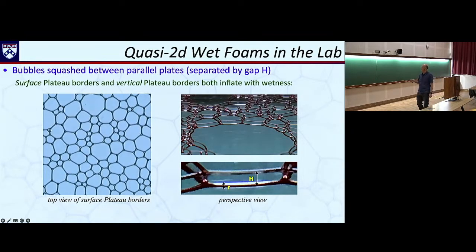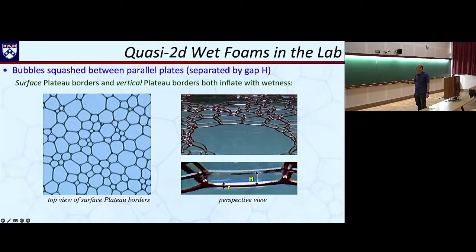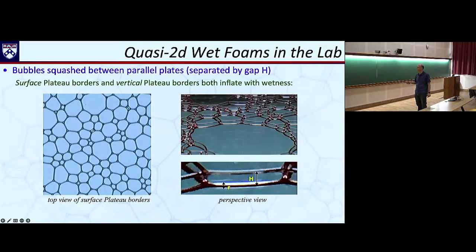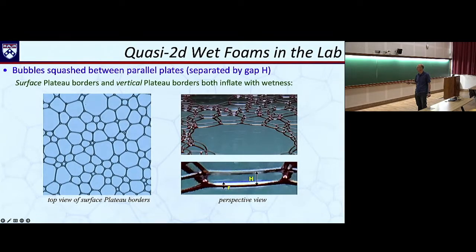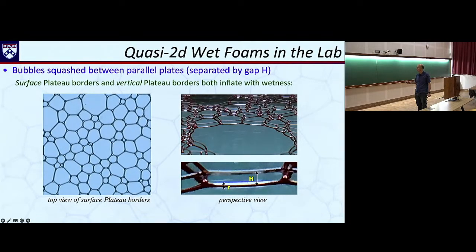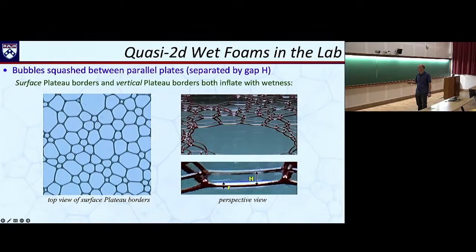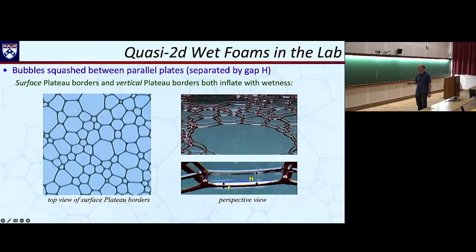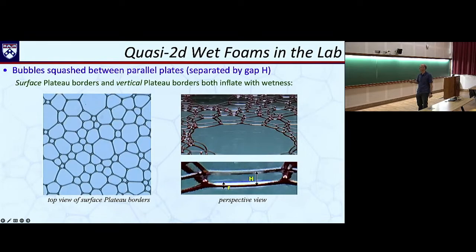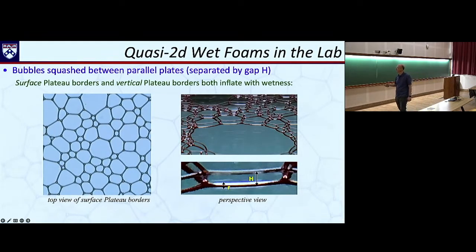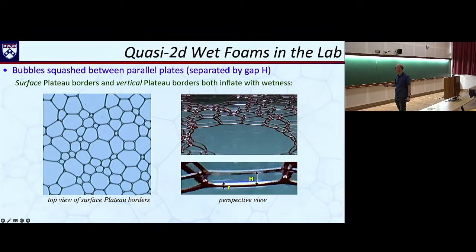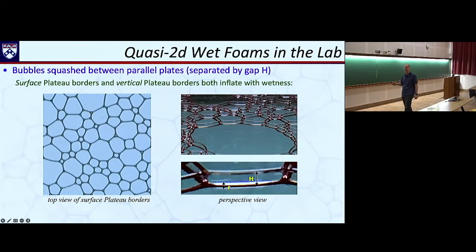So there's a window here, this clear window here is a film, and these things on the top and bottom are surface plateau borders that run along the surface of the sample cell, and then there's a vertical plateau border running between the gaps. You can't see that in this picture, but you can certainly see these little bright spots where light has been channeled through the vertical plateau borders between the cells.